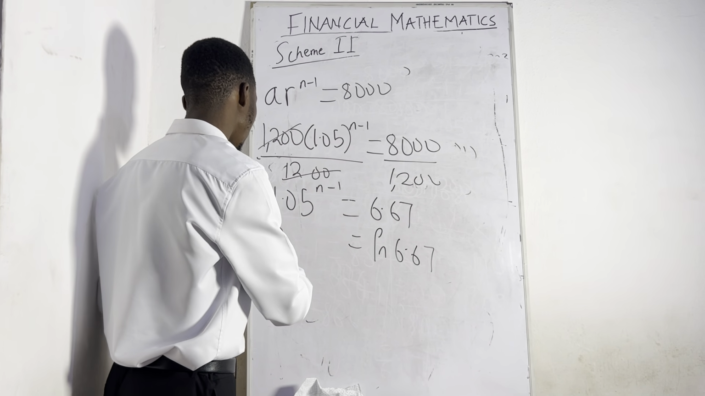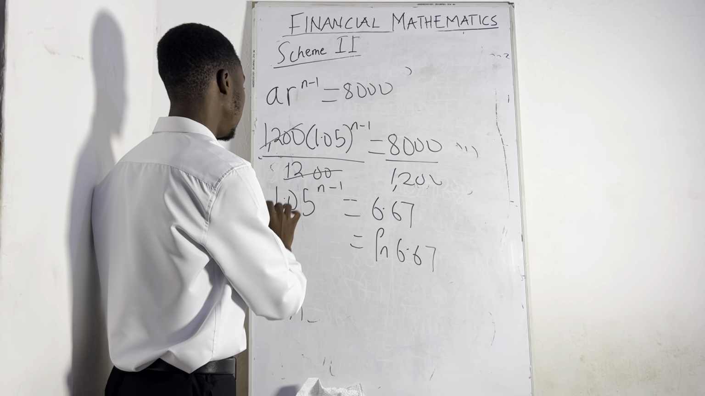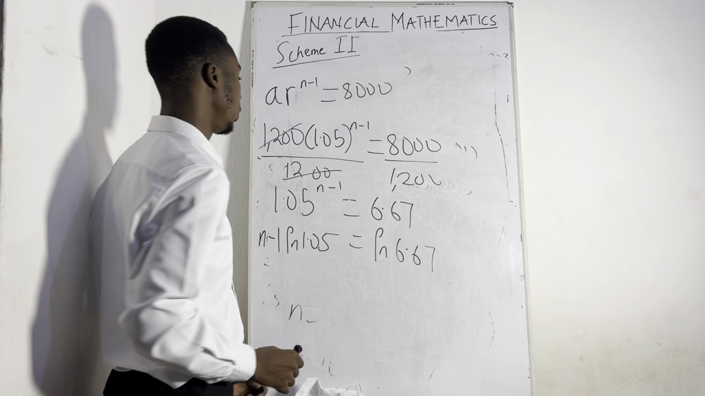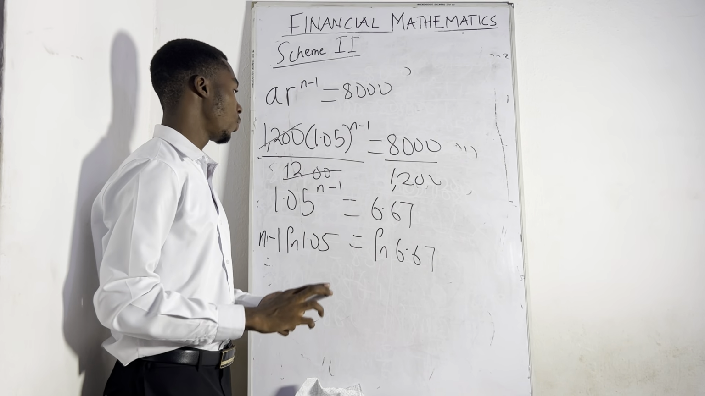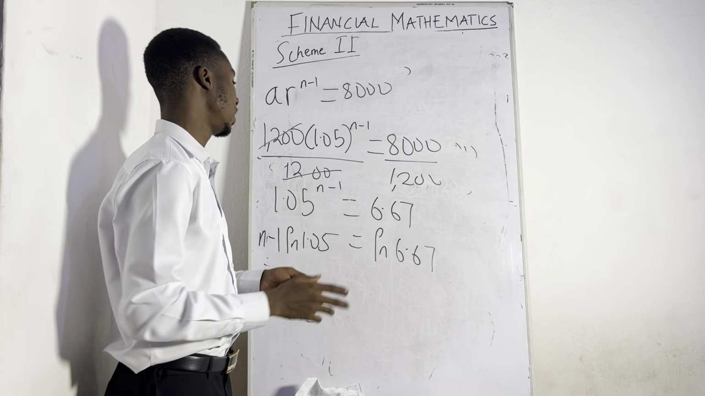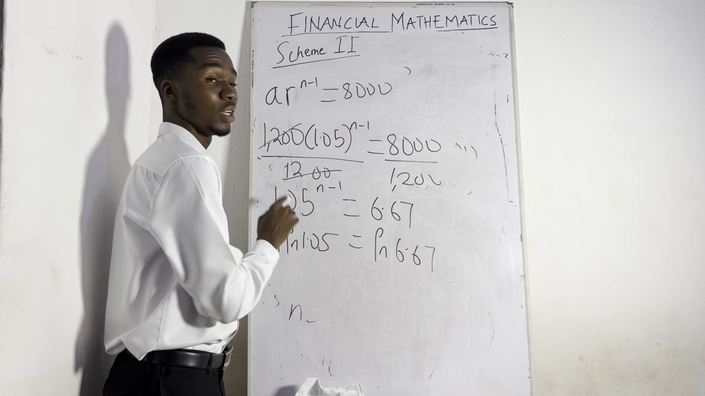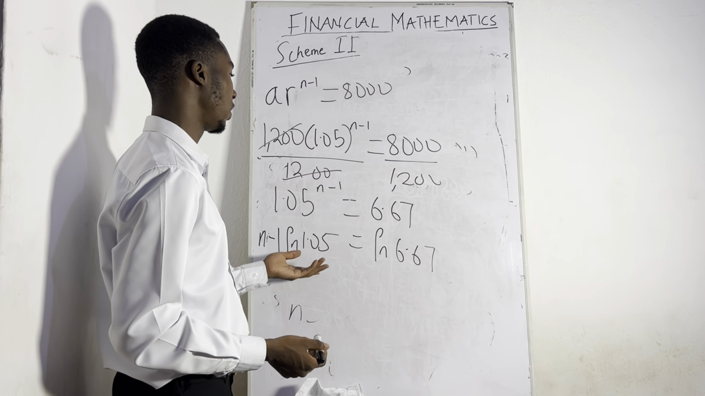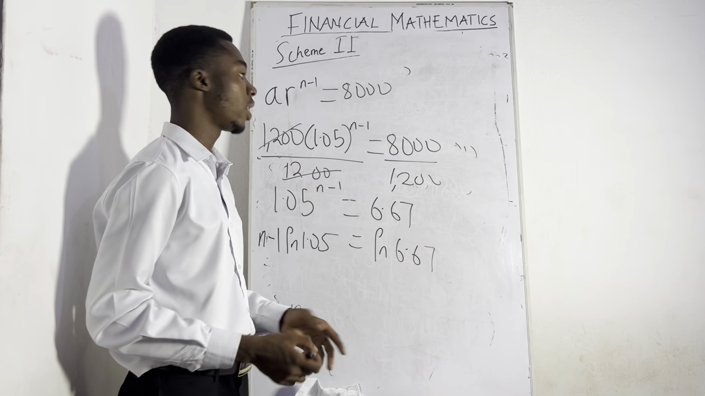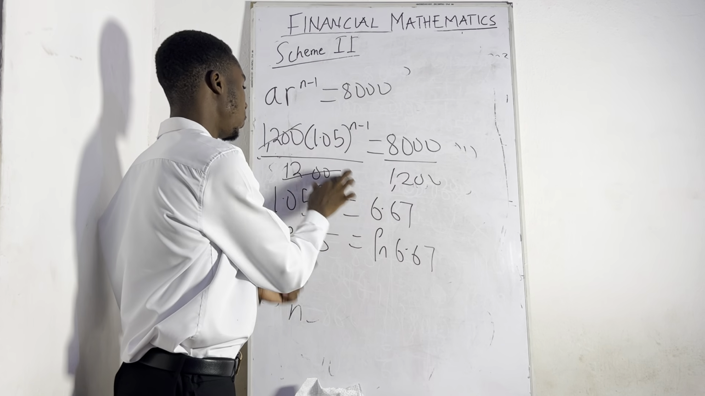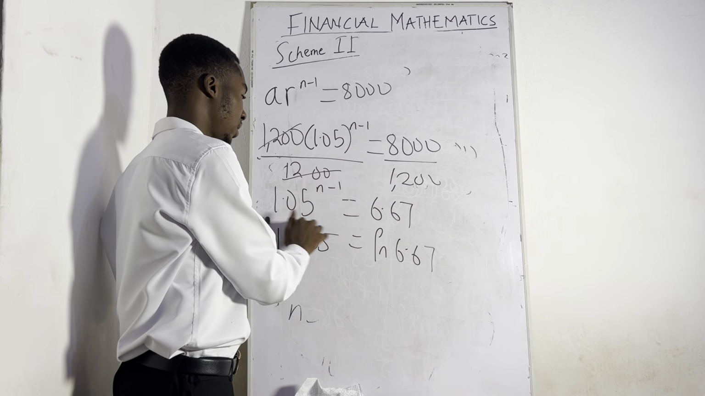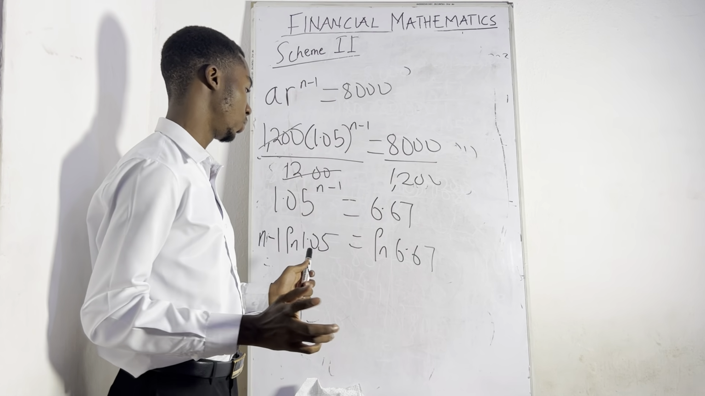So (n minus 1) times ln 1.05. Do you get it? So just put it in your head. When you have an exponent like this, it multiplies the base before you take the natural log. Under normal circumstances, it should have just been ln 1.05 is equal to ln 6.67. But because there is an exponent here, it multiplies this first, so to be (n minus 1) times the natural log of it. That's how you go about it.